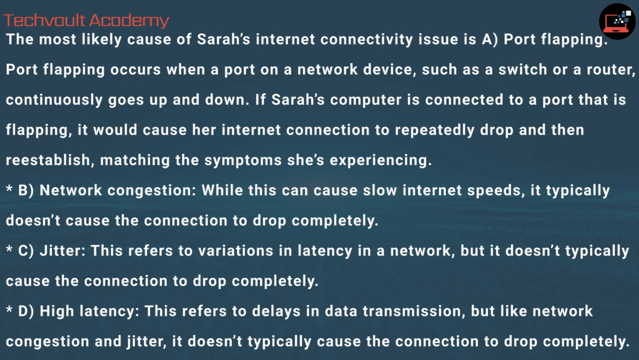B. Network congestion. While this can cause slow internet speeds, it typically doesn't cause the connection to drop completely. C. Jitter. This refers to variations in latency in a network, but it doesn't typically cause the connection to drop completely. D. High latency. This refers to delays in data transmission, but like network congestion and jitter, it doesn't typically cause the connection to drop completely.